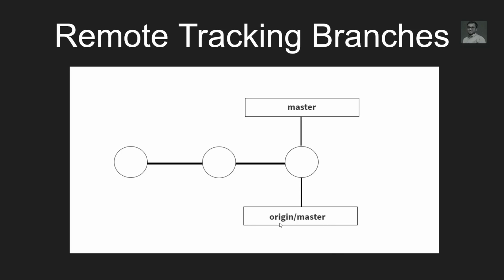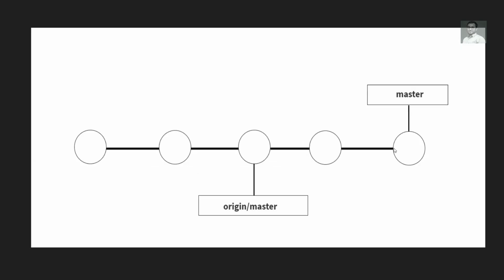Origin is nothing but the remote URL, the alias name, and then master. So the master which is present in the remote and the master which is present in the local are pointing to the same commit. That means they are synced to each other. For example, in our local we have made two commits, and the master will move accordingly. But the origin master will not move. We cannot move the origin slash master here.